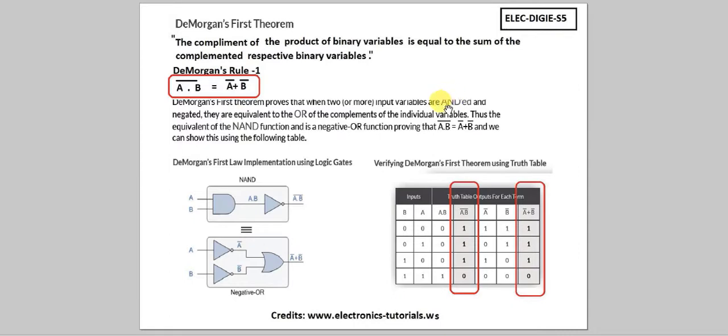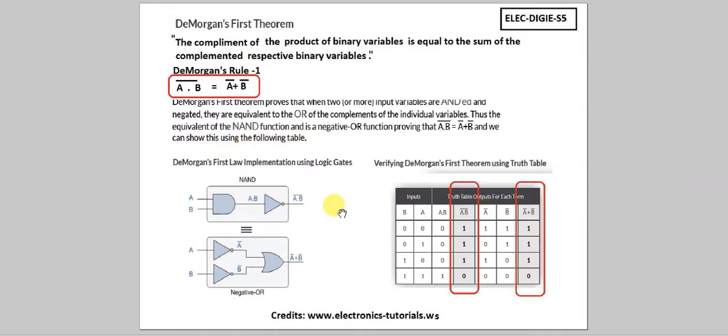De Morgan's first theorem proves that when two or more input variables are ANDed, meaning multiplied, and negated, meaning the complement is taken, they are equivalent to the OR of the complements of the individual variables. Thus the equivalent of the NAND function is a negative OR function, proving that (A dot B) complement is equal to A complement plus B complement, and we can show this using the following table.